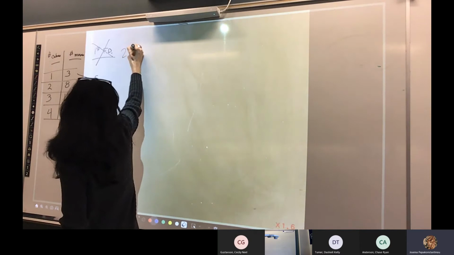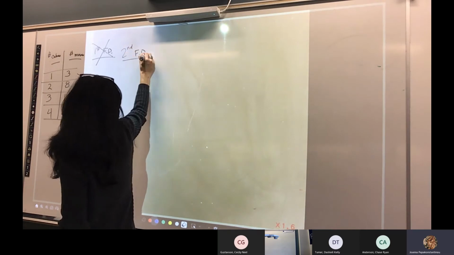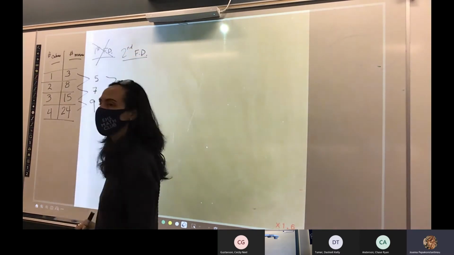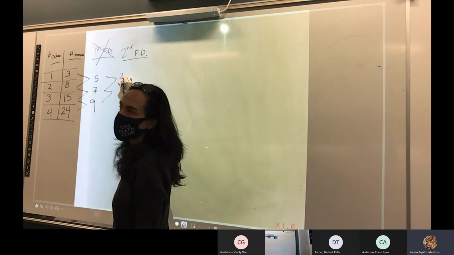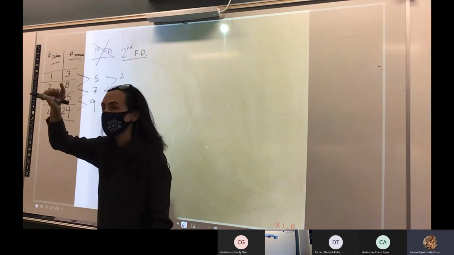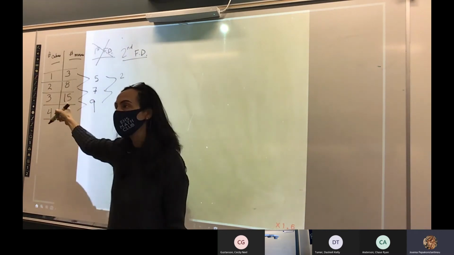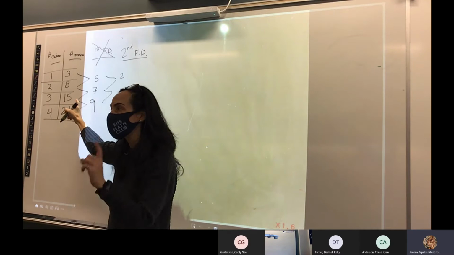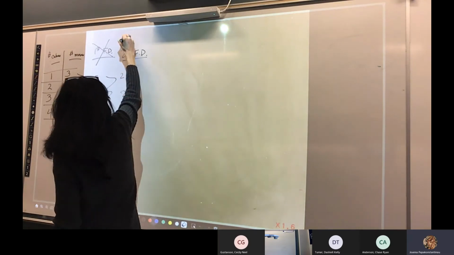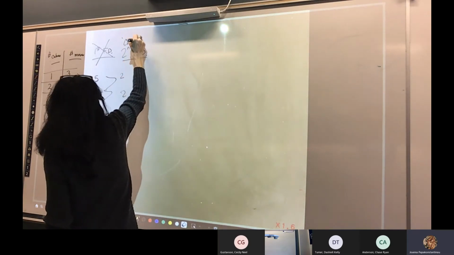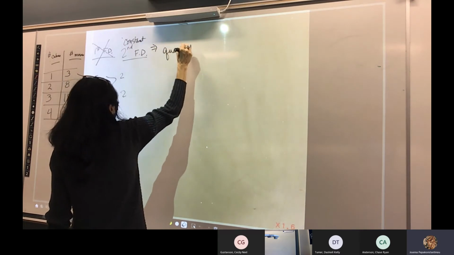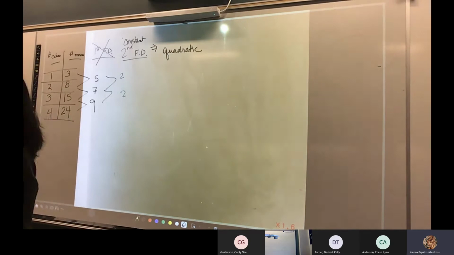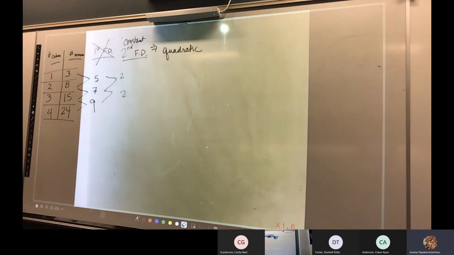What if I calculate the second finite difference? I subtract again. What do I get? So I now have, and this is important: if the first finite difference is constant, it's linear. If the second finite difference is constant, it is a quadratic function.